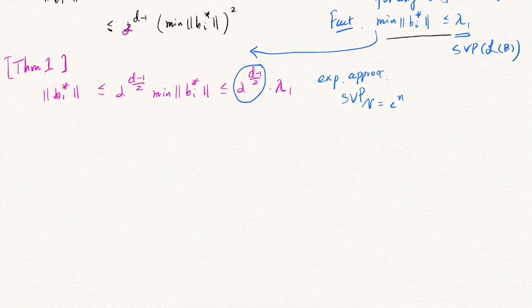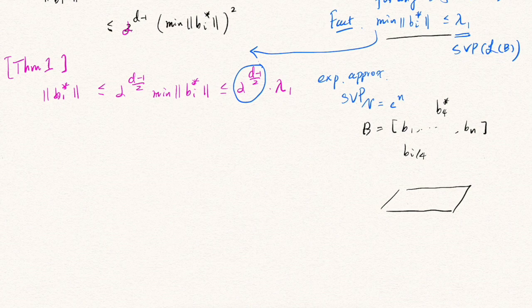Now, to see why this is true, let's imagine that B is formed using B1 all the way to Bn, and let's say Bi has the minimum orthogonal vector. Let's give a concrete example. Let's say B4 has the smallest. So the Bi other than B4 will form a hyperplane, right? This is basically the lattice that is formed using B1, B2, B3, B5, and all the way to Bm.